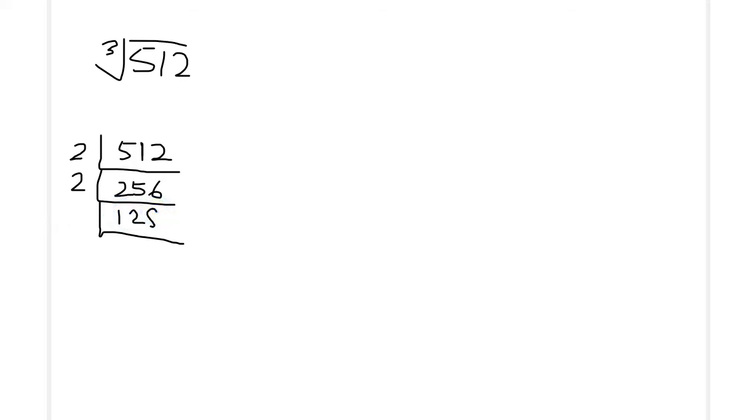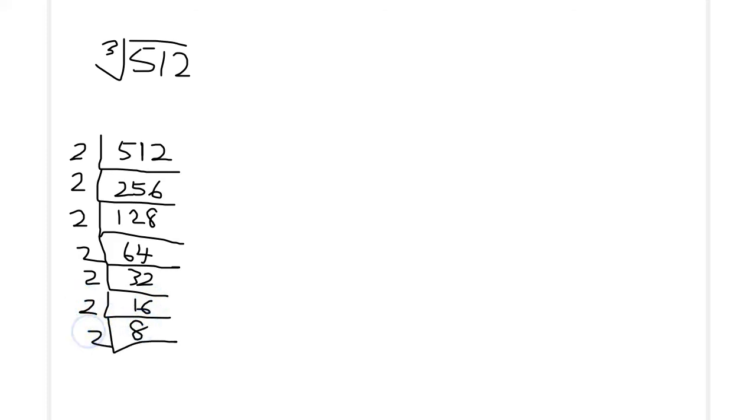So 128 divided by 2, it's 64, divided by 2, 32, divided by 2, 16, divided by 2 is 8, divided by 2, 4, divided by 2 is 2, and 2 becomes 1. Okay, so see, 1, 2, 3, 4, 5, 6, 7, 8, 9.